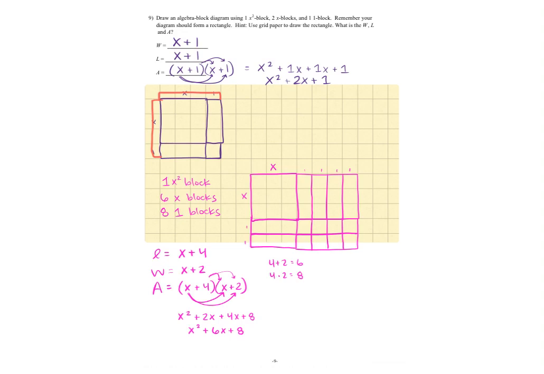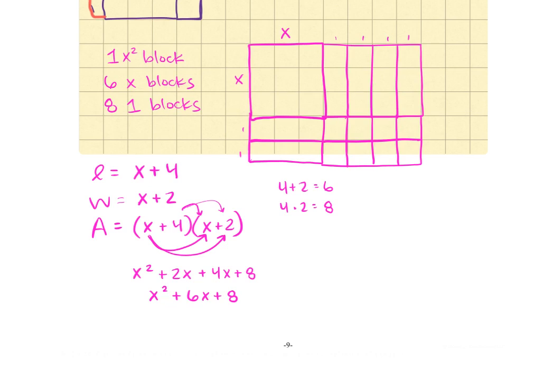Then I gave you another one, and I said, okay, what if you have 1 x squared block, 6 x blocks, and 8 1 blocks? And y'all played around with making those pictures, and we came to figure out that we could put 4 x blocks along the side and 2 along the bottom, or you could have done 2 on the side and 4 on the bottom. And then you filled in the 1 blocks. And here we see that this side is x plus 4, because again we have that x side and then 4 1s. And then this is x plus 2.